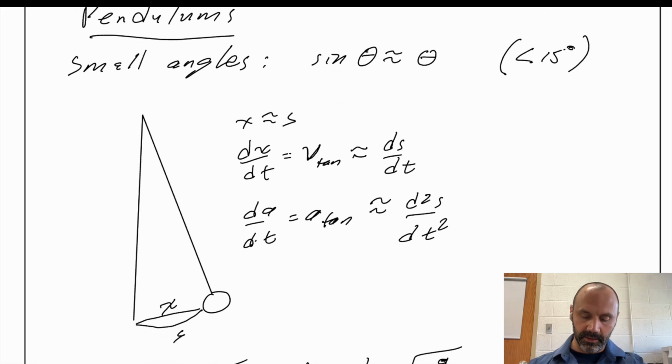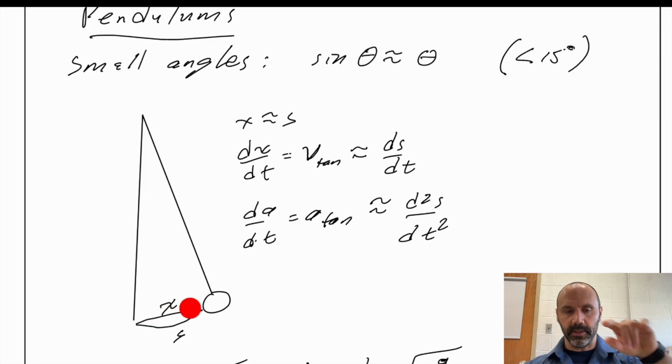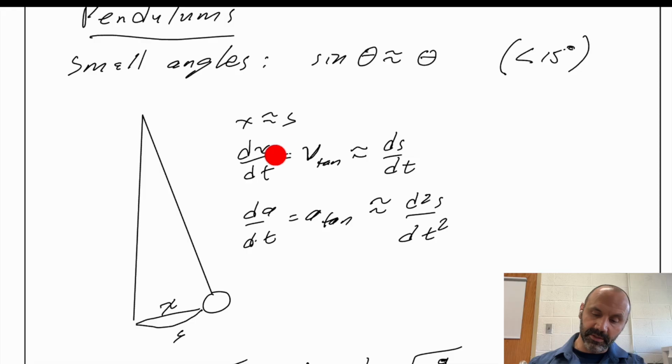In this case then, if you've got a pendulum swinging back and forth, s is sort of the arc that it cuts out, and x is the linear distance from one point to the next. For small angles, x is about s. It means the tangential velocity, dx over dt, is about ds over dt. And then the same thing for tangential acceleration: it is the second derivative of the arc position function, if you have that.